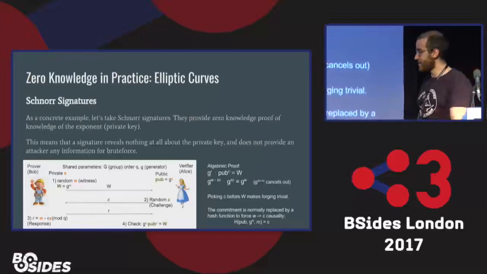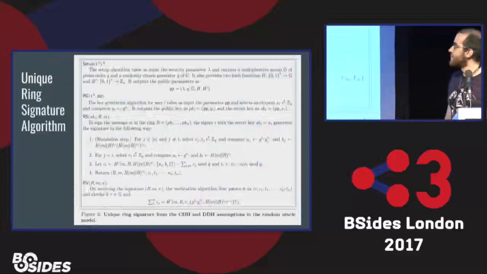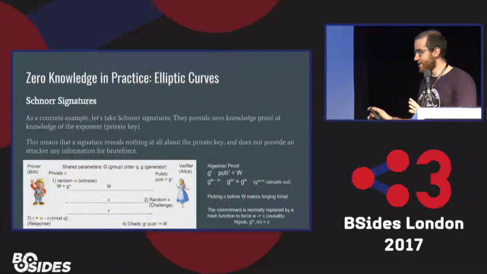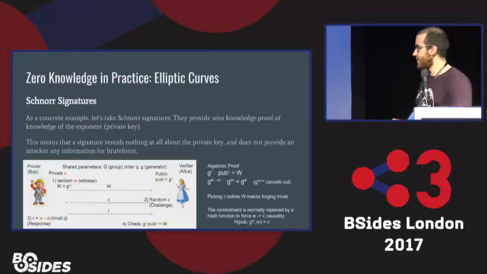They have that security guarantee, but there is zero knowledge. That's really the simplest type of zero knowledge, a zero knowledge proof of an exponent.